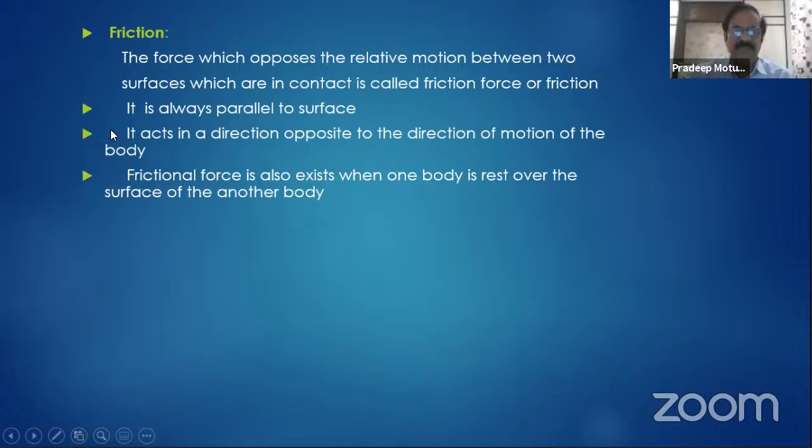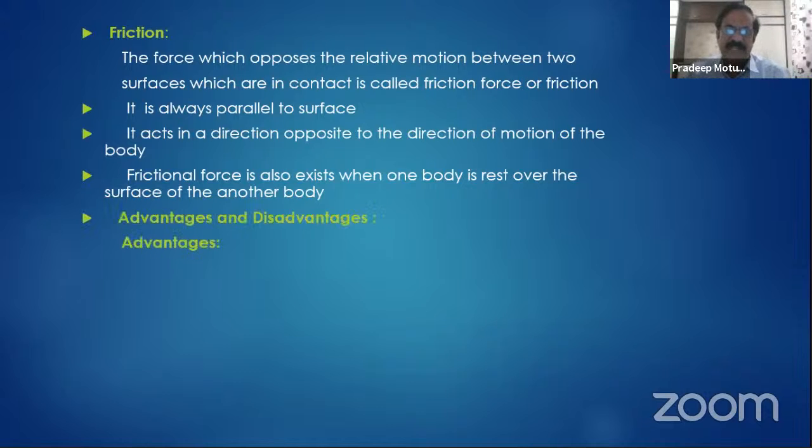So these are the things you should remember. It is always parallel to the surface. It acts in the direction opposite to the direction of the motion of the body, and it exists when one body is at rest over the surface of the other body. Okay.